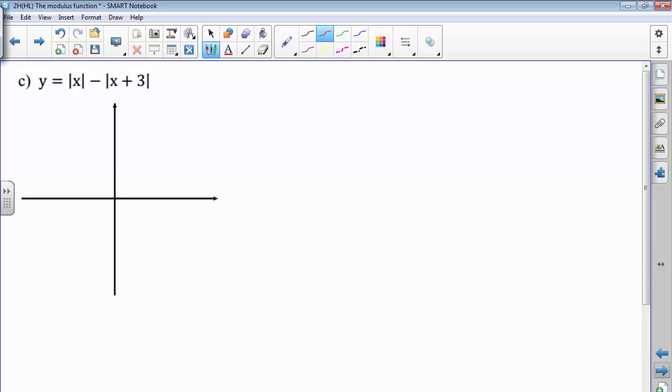Let's look at the number c. C is a little bit more challenging because I have two modulus signs in this function. If I have two absolute value signs in one function, I will use a number line to help myself find the boundary points. First, the boundary point comes from this one is 0. When x is 0, this is one boundary point. When x plus 3 is 0, x is negative 3. This is another boundary point. Then you will see negative 3 and 0 divide the whole number line into 3 parts.